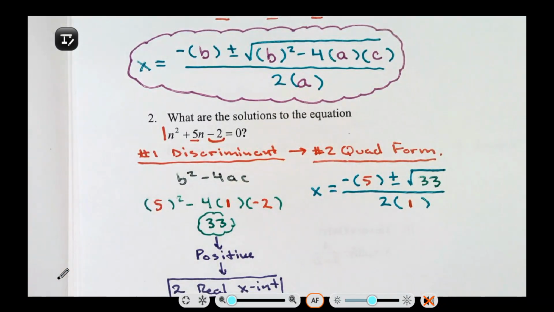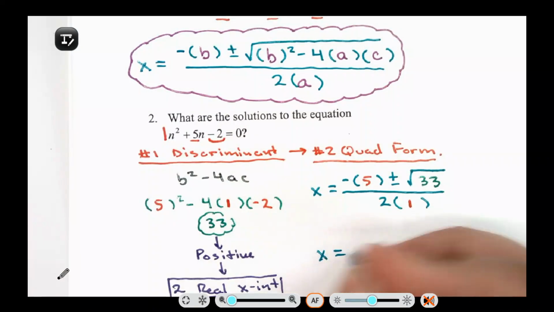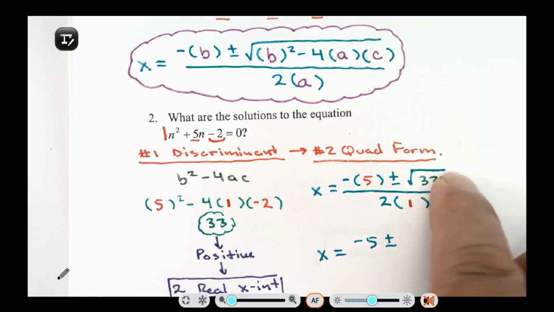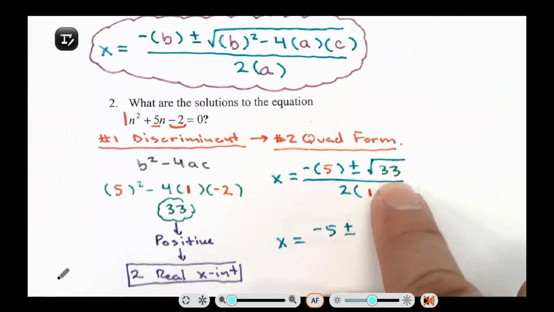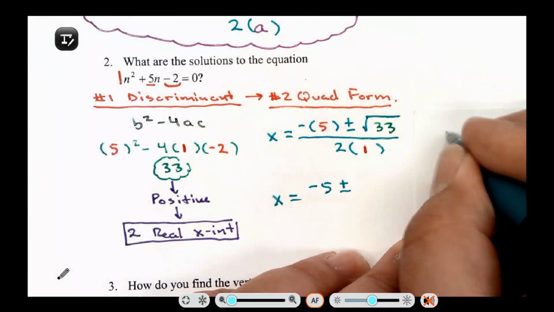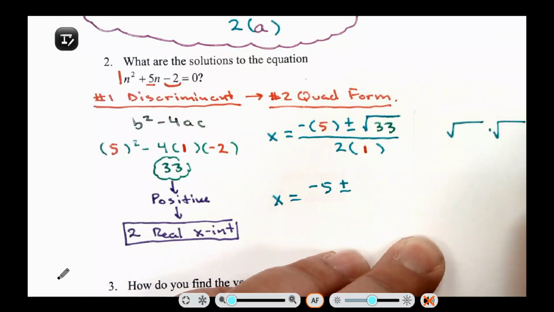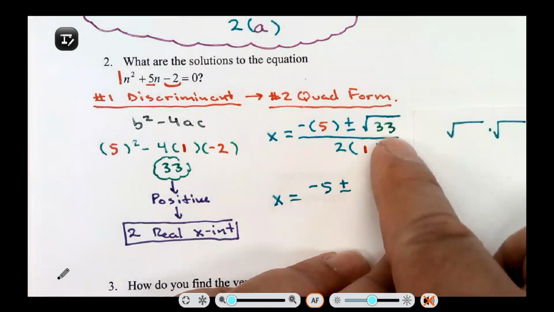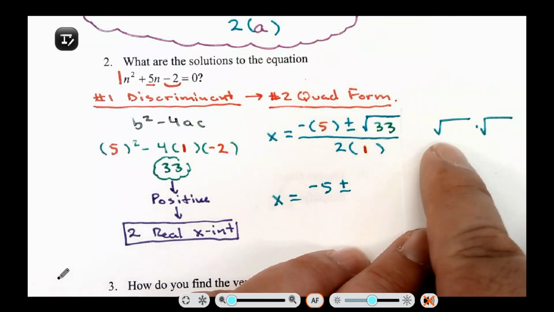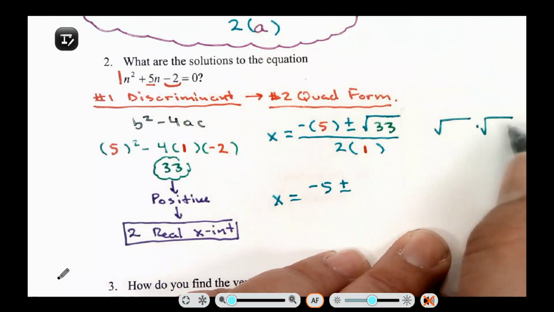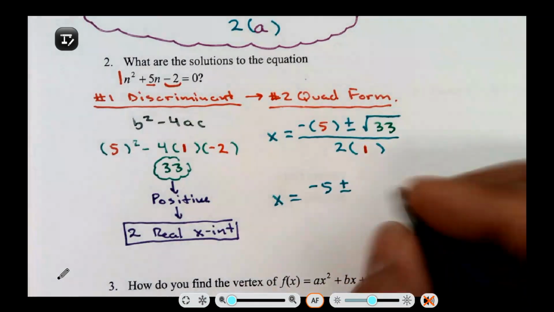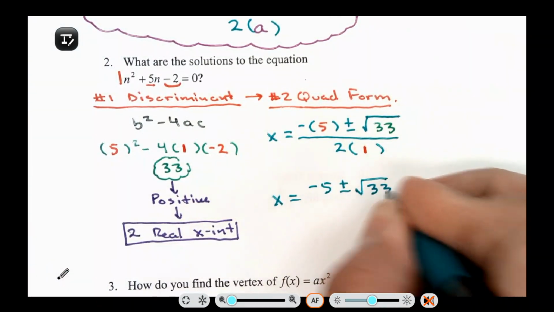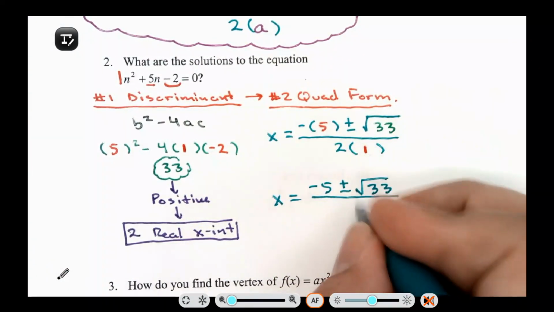And now we're just going to work out what we can. A negative times a positive is a negative 5, plus or minus. Now, the square root of 33. Normally, we would ask ourselves, well, can I take the square root of that? The answer is no. But can I break up a 33 into 2 numbers? Well, nothing really divides 33 except 3 and 11, and those aren't perfect squares. So trying to break it up just doesn't work. Well, then I get to leave it alone. So I'm going to leave it as the square root of 33. And then at the bottom, 2 times 1 is just a 2.